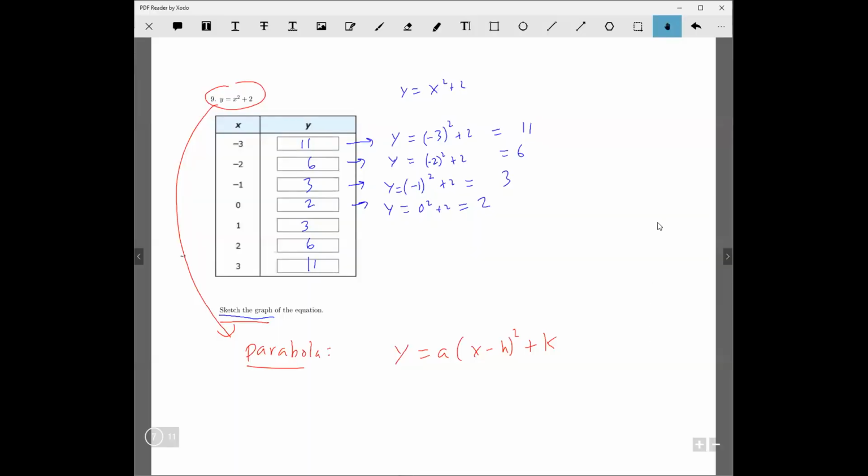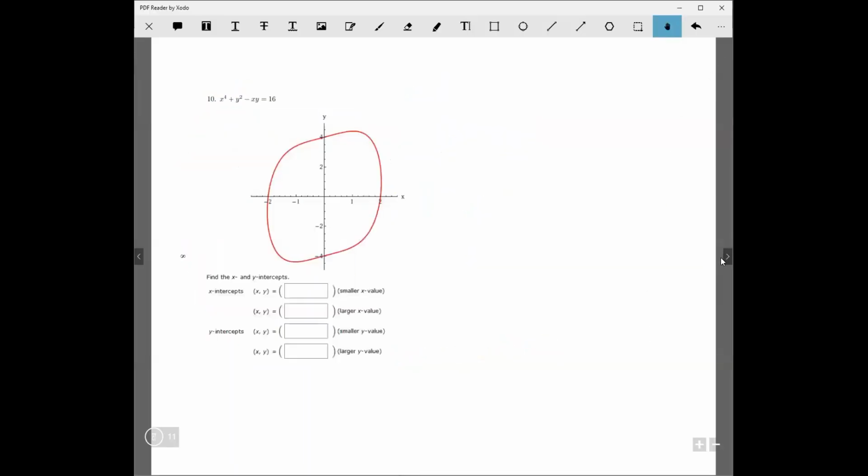So let's go back to the document. Okay, so here we have number 10. X to the 4th plus y squared minus xy equals 16 is this red graph right here. And we're supposed to identify the X-intercepts and the Y-intercepts. Okay, so X-intercepts are going to be here and here where it crosses the x-axis. And so the coordinates, the smaller x value is going to be -2, 0, and the larger one is going to be 2, 0, right here.